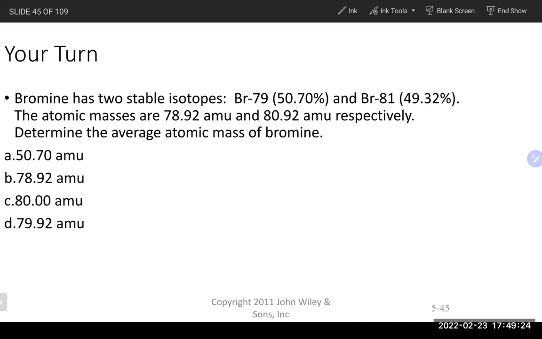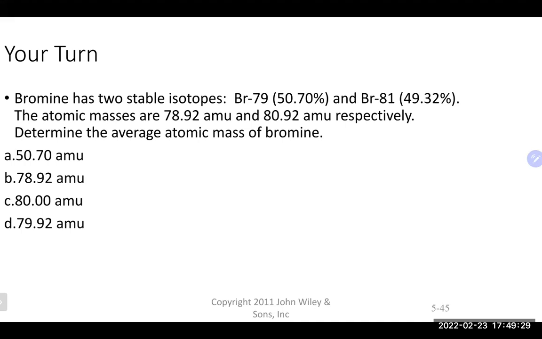So bromine has two stable isotopes, bromine-79 and bromine-81. The atomic masses are 78.92 and 80.92. Determine the average atomic mass there. So hopefully the right answer is up there. Take a minute or two and see what you come up with. Okay, so let's take a look.